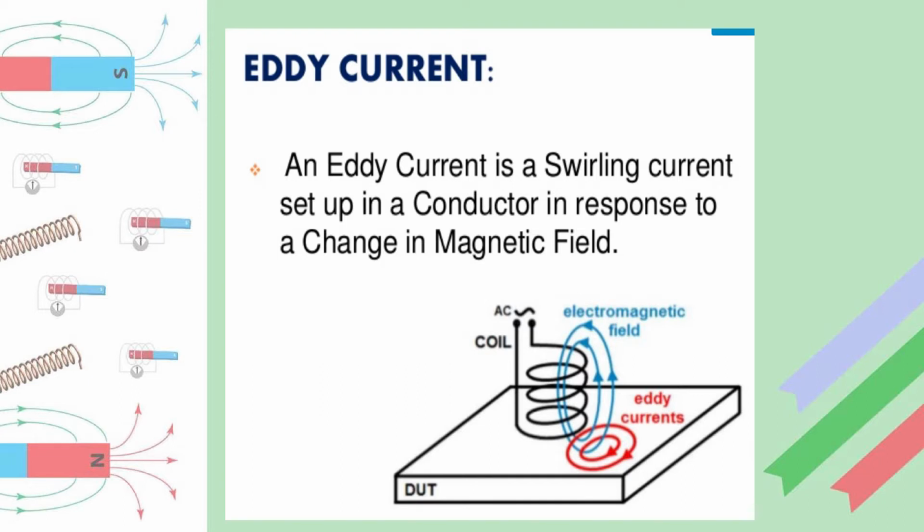Circular eddy current means the shape is circular, and linear means there is a line. The linear ones are generally found in trains, and the circular ones, like in the case of a 4-wheeler or 6-wheeler, are the breakdown voltages which we are talking about. So, that is about eddy currents and motional currents.